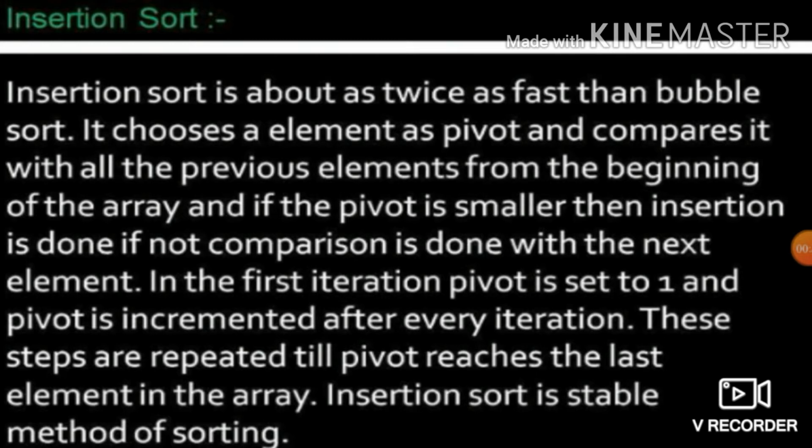In the first iteration, pivot is set to 1 and pivot is incremented after every iteration. These steps are repeated till pivot reaches the last element in the array. Insertion sort is a stable method of sorting.